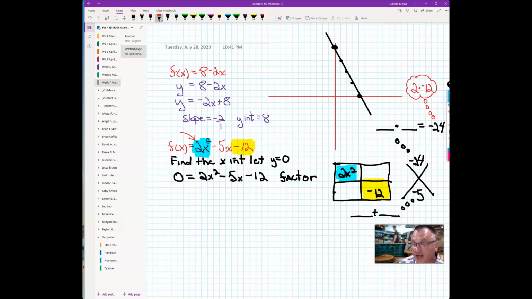Okay, there's a lot of ways to factor this. The reason I want to factor it is I want to be able to find the x-intercepts. Where on the x-axis does this parabola cross?